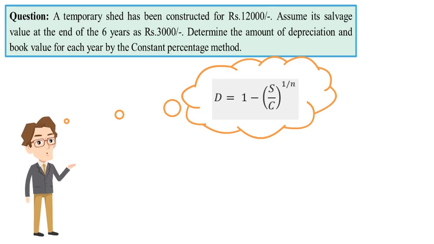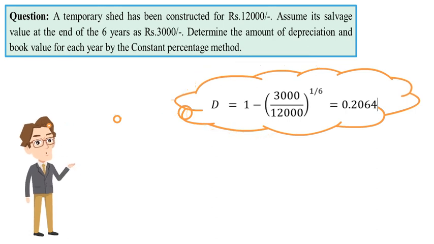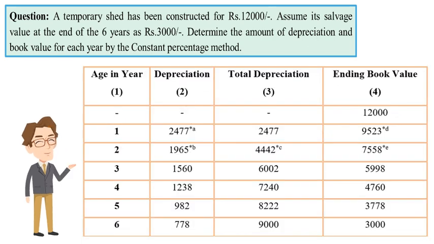Annual depreciation constant equals 1 minus (scrap value divided by original cost) whole raised to 1 by n. Therefore D equals 0.2064. The table shows age in years, depreciation, total depreciation, and ending book value. The first column represents the age. The second column represents depreciation.